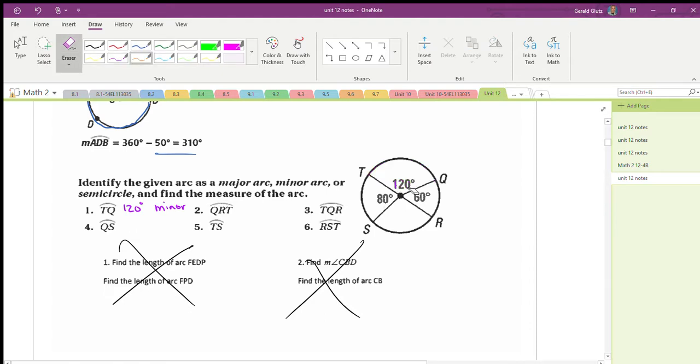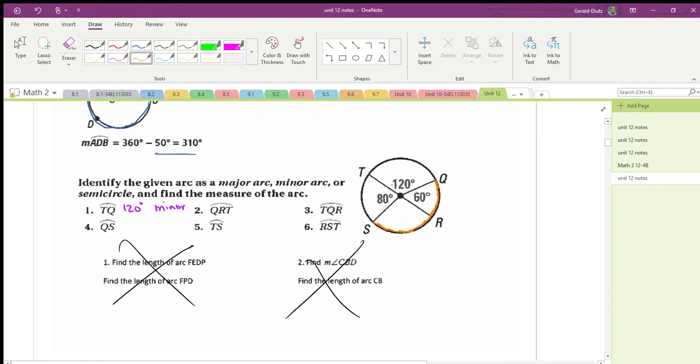QS, so I'll just erase this as I go, so it's easier for you to see. So QS, so again, whenever there's two letters, we go the shortest distance. So Q to S. And just a little tip, whenever there's two letters only in an arc, it's always going to be a minor arc. So from Q to S, it's this orange arc here.